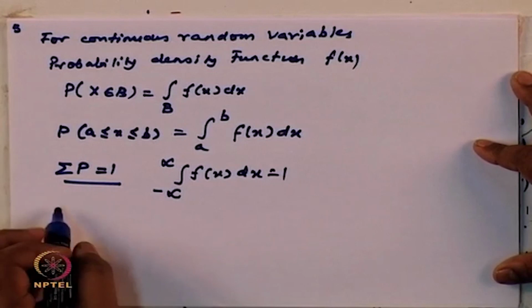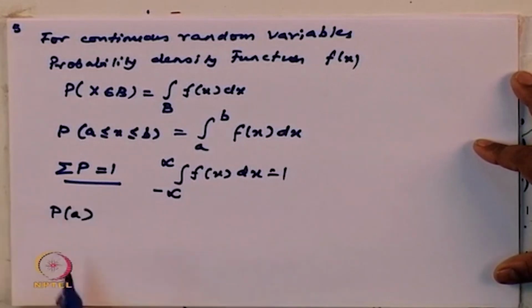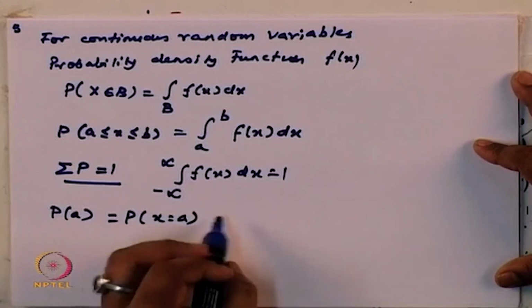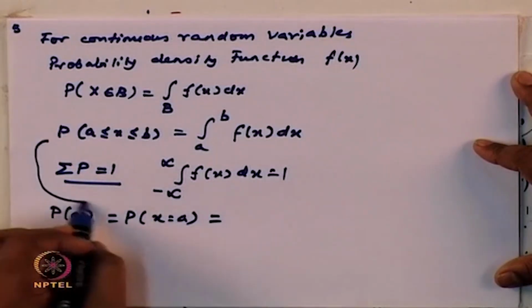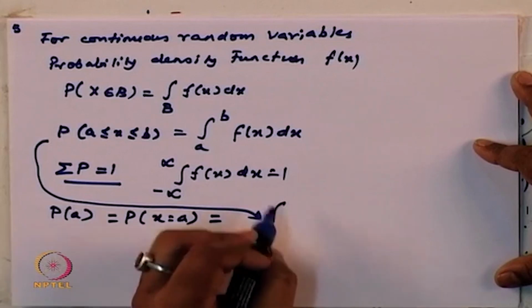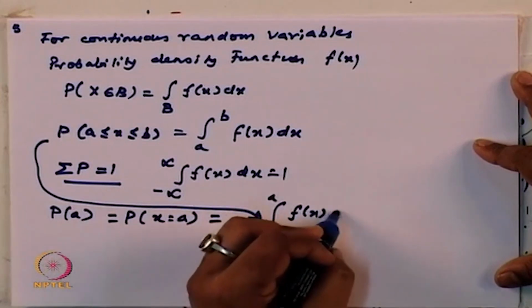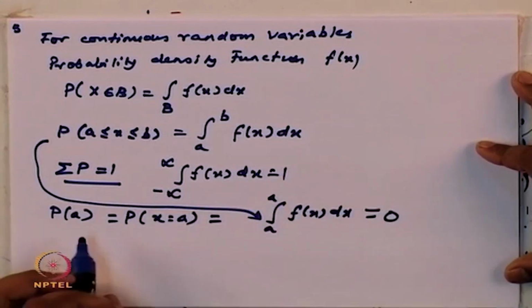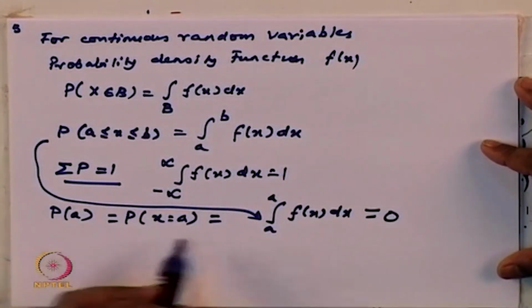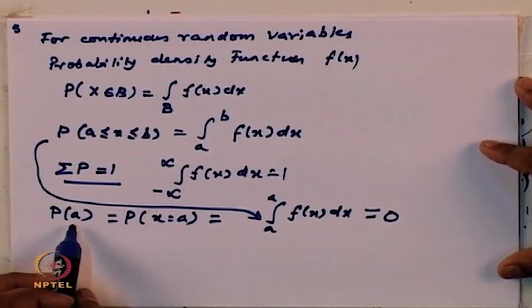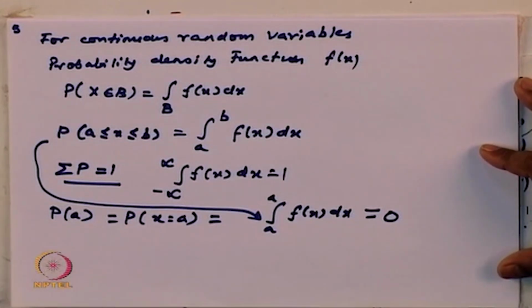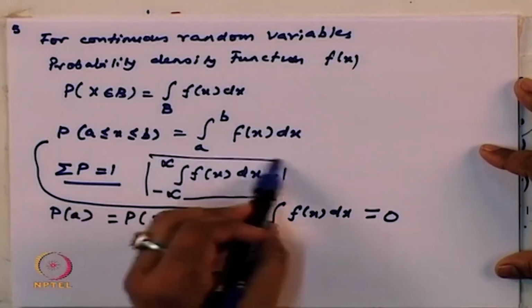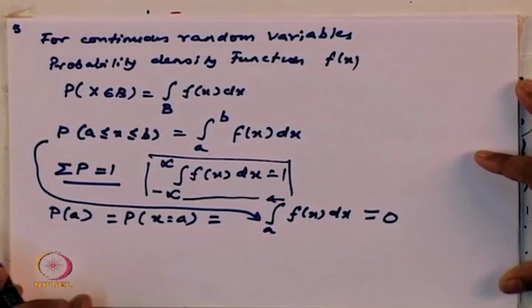Okay. At the same time, what is the probability of a, that is, probability of x equal to a? I can simplify from this equation and write it simply as the integral from a to a of f x dx, and what is the integral from a to a of f x dx? It is nothing but 0. So, for a continuous random variable, the probability of any single value is always 0, whereas you must always have the total integral equal to 1, which has to be followed by the probability density function.